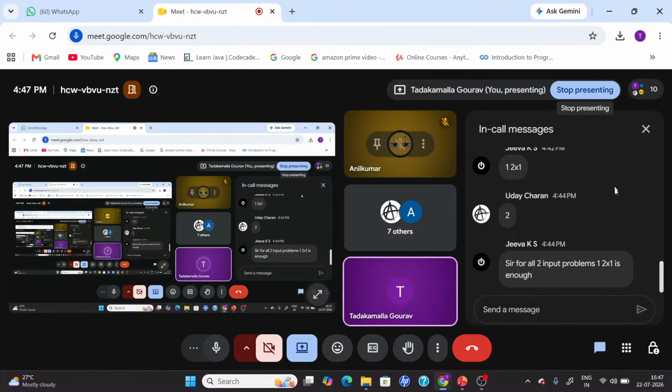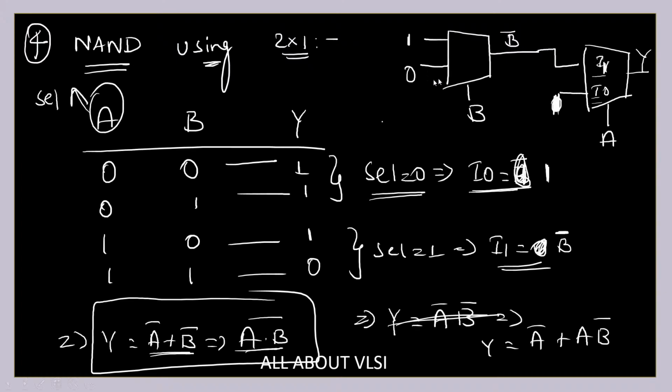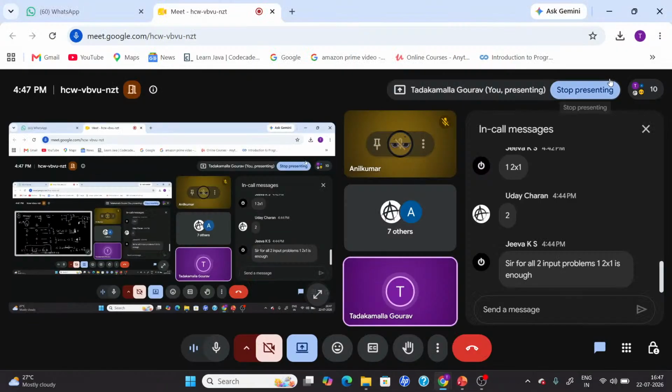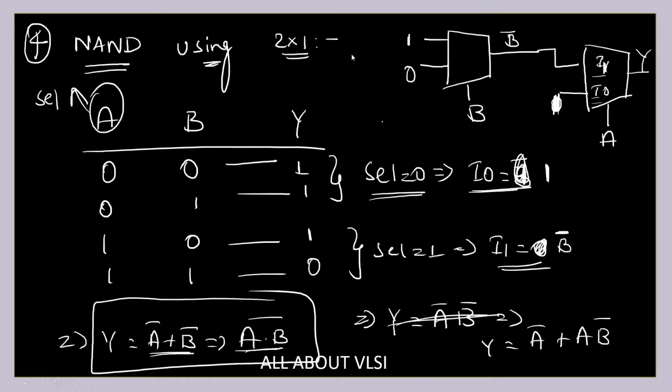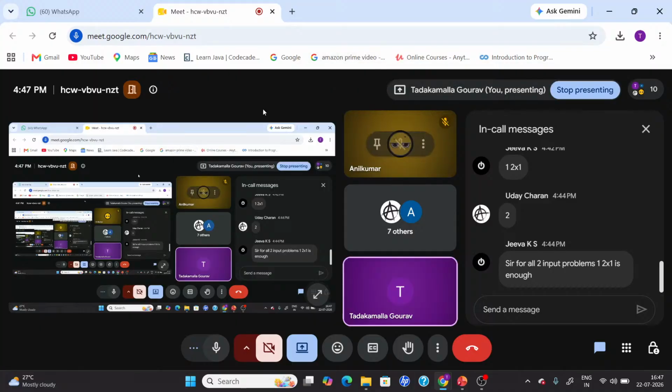So for all two-input problems, 2 cross 1 is the answer. No, here we need 2 cross 1, right? Do you have any particular solution where we can implement a NAND gate using only one 2 cross 1 mux? If yes, please share it with me. Okay, Jiva?